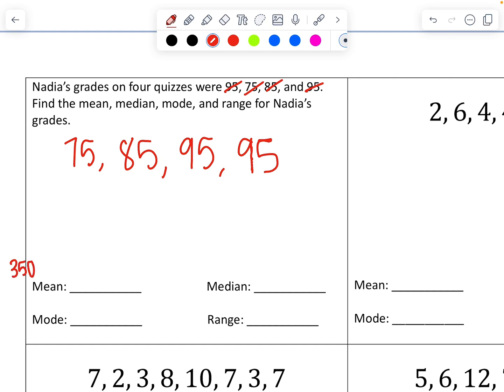So we do 350 divided by 4. Okay. Notice, I don't divide by 4 right away, all at once in my calculator. I add them first, press enter, and then I divide by 4. Okay, because if I put it all in the calculator together, it would have done 95 divided by 4, and then it would have added everything else because of order of operations. So when you do 350 divided by 4, you should get 87 and 5/10.